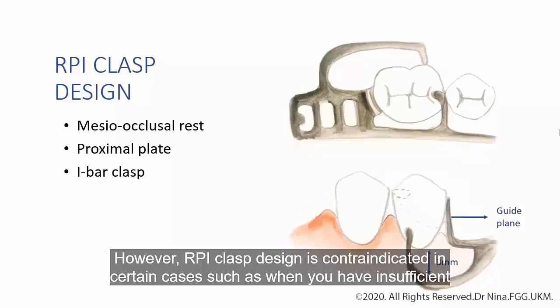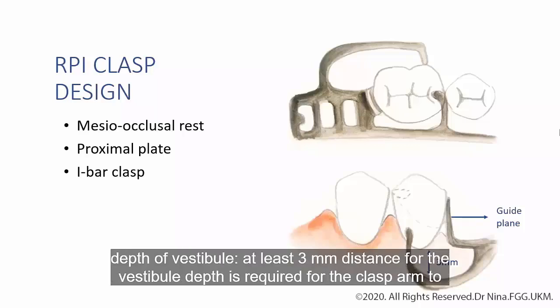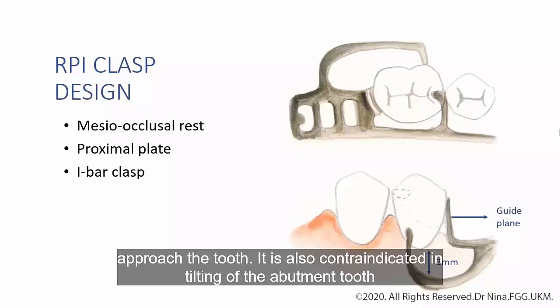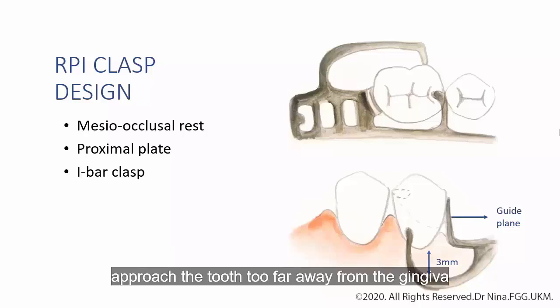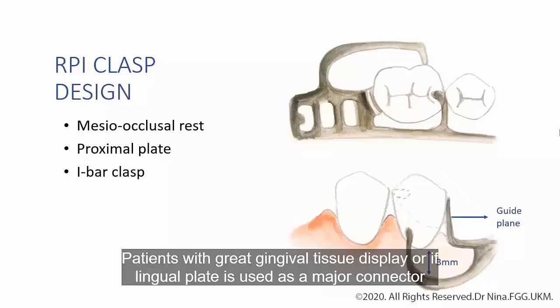However, RPI clasp design is contraindicated in certain cases, such as when you have insufficient depth of vestibule, because remember you need at least 3 mm distance for the vestibule depth in order for the clasp arm to approach the tooth. It's also contraindicated in tilting of the abutment tooth if you have buccal tissue undercut, whereby the severe buccal tissue undercut will cause the clasp arm to approach the tooth too far away from the gingiva. Others include if you have high lip line display, where patients with great gingival tissue display, this is also contraindicated, or if you have to use a lingual plate as a major connector.